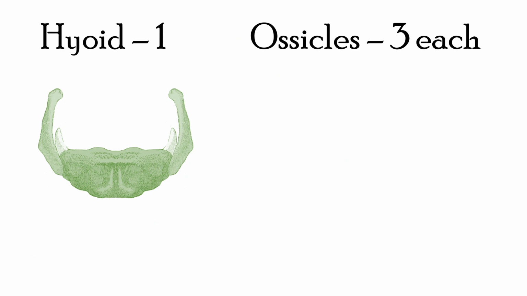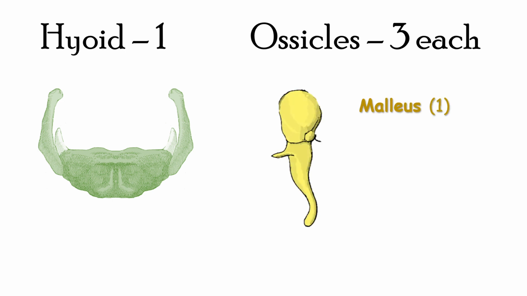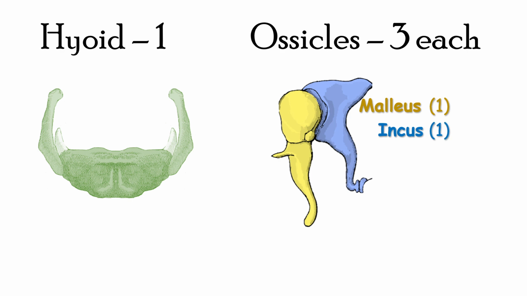There are 3 auditory ossicles in each middle ear. Malleus transmits sound vibrations from eardrum to incus. Incus transmits sound vibrations from malleus to stapes. Stapes transmits sound vibrations to inner ear.